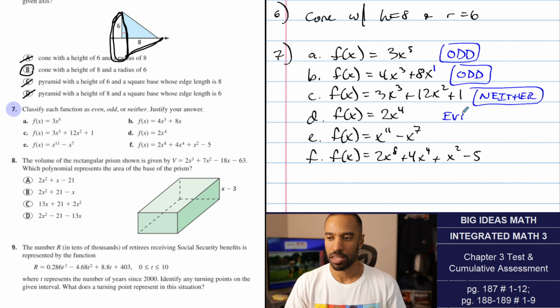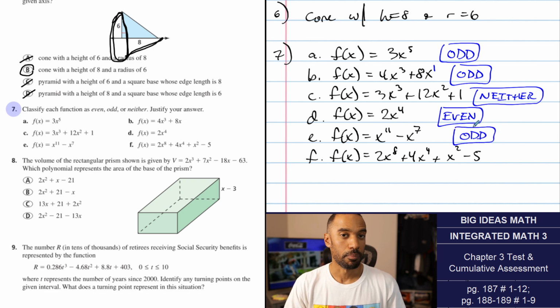That'll make it also even. It'll keep the sign the exact same. 2 times negative x to the 4th is still 2x to the 4th. Both odd terms will be an odd function as well. By the way, odd means symmetric with the origin. Even means symmetric with the y-axis.